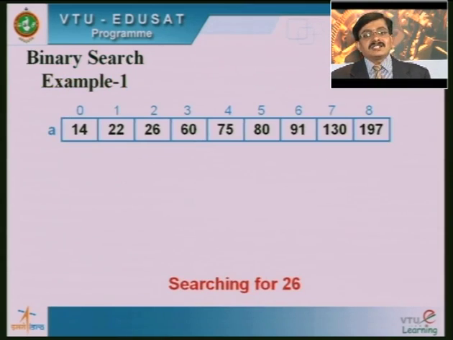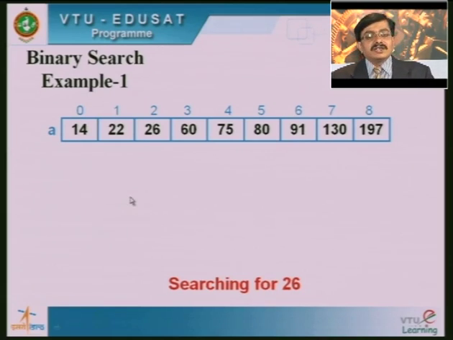Now take this particular situation. I have a list of 9 elements here, and I have to search for the key element 26. I am supposed to compute the middle value. So how to compute the middle value here? It is a sorted list: 14, 22, 26, 60, 75, 80, 91, 130 and 197. I have to look for the particular key element 26 here.